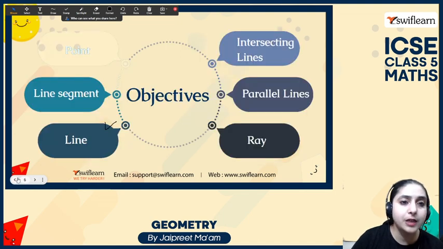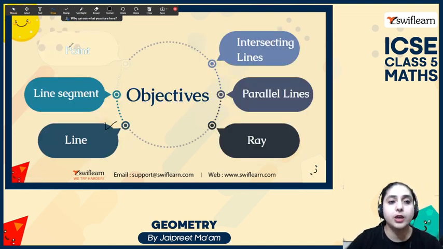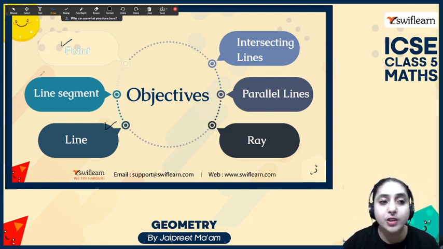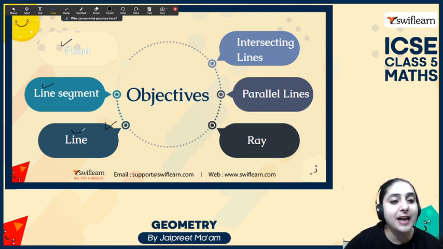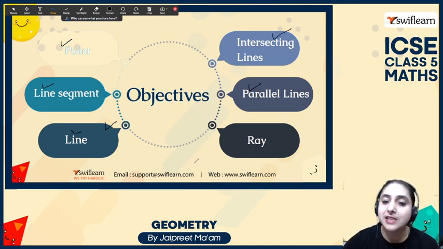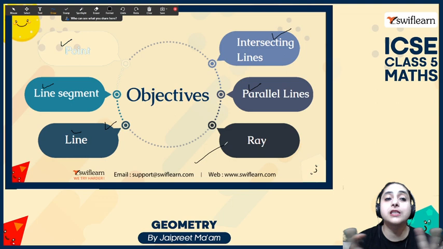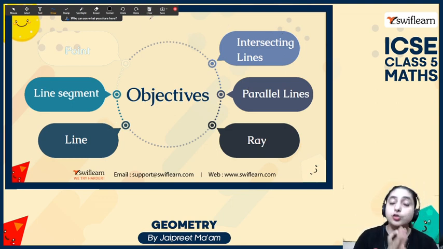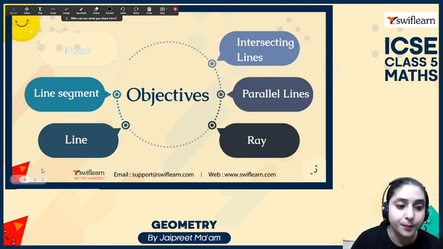Okay, so let's see what we are going to learn today. We are going to learn point. What is a point? Very important. Line segments, line, intersecting lines, parallel lines, and ray. These basic definitions we are going to learn today in the class. And we are also going to learn what angles are and how angles are formed.